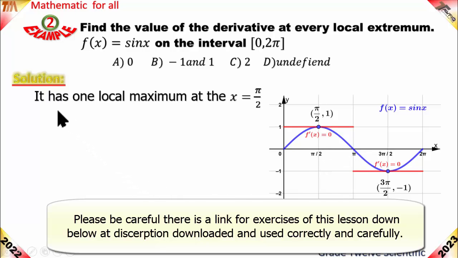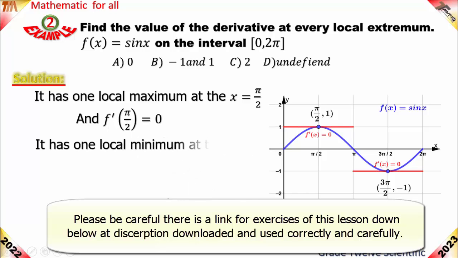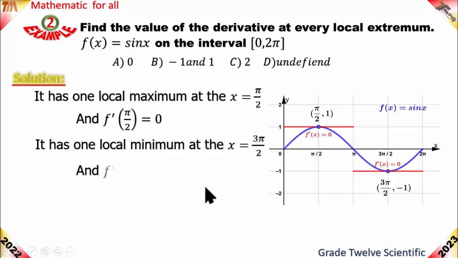It has one local maximum at x equal pi over 2, and f prime of pi over 2 is 0, and it has a local minimum at x equal 3 pi over 2, where f prime of 3 pi over 2 is equal to 0. That means A is a correct answer.